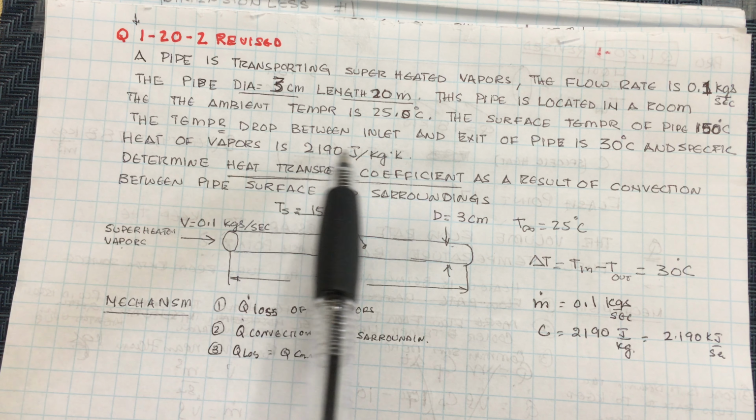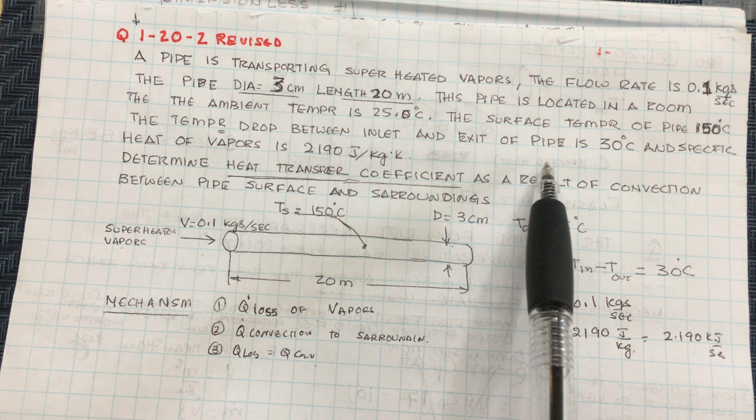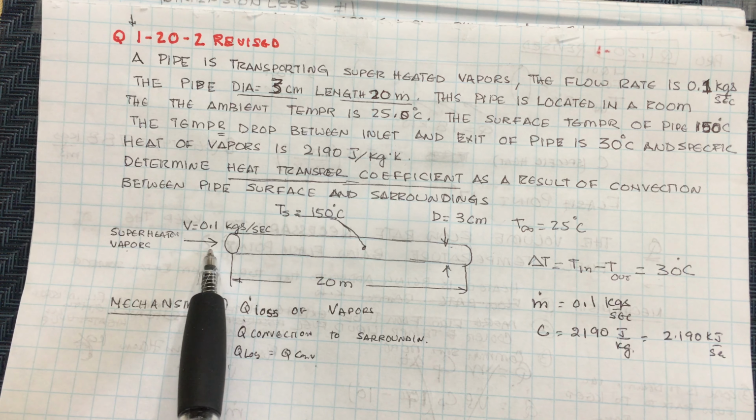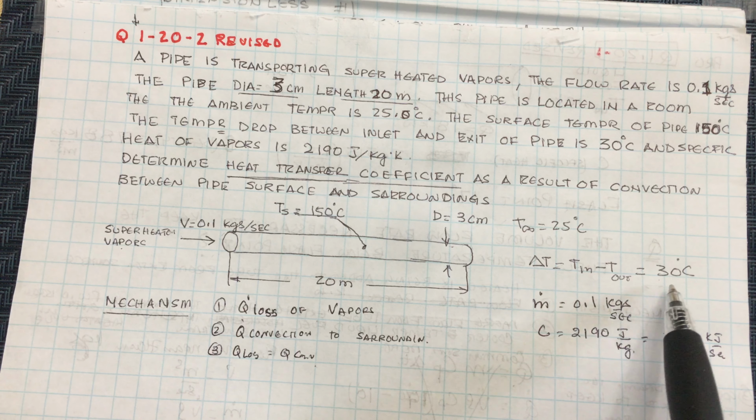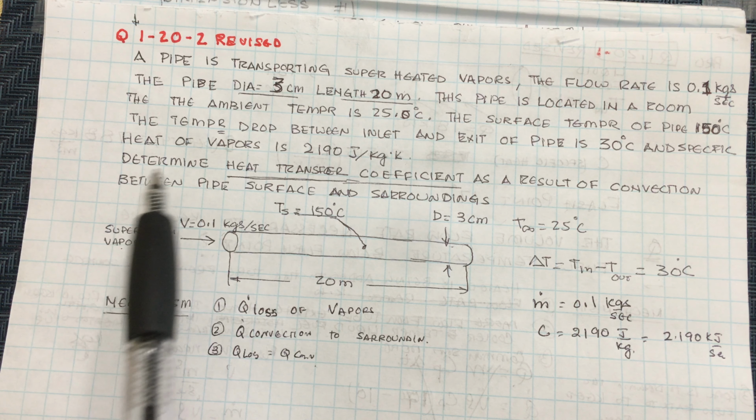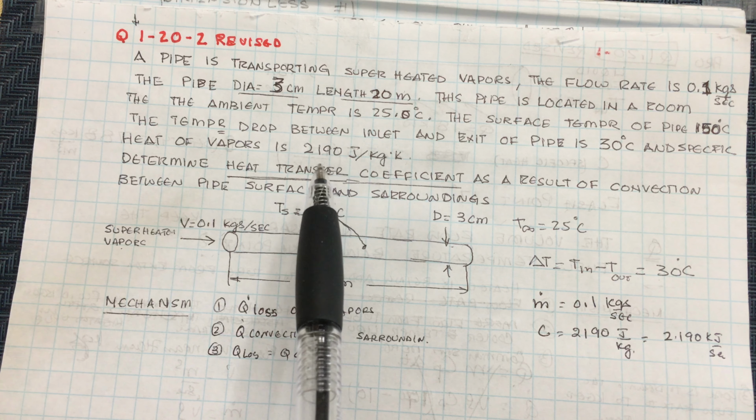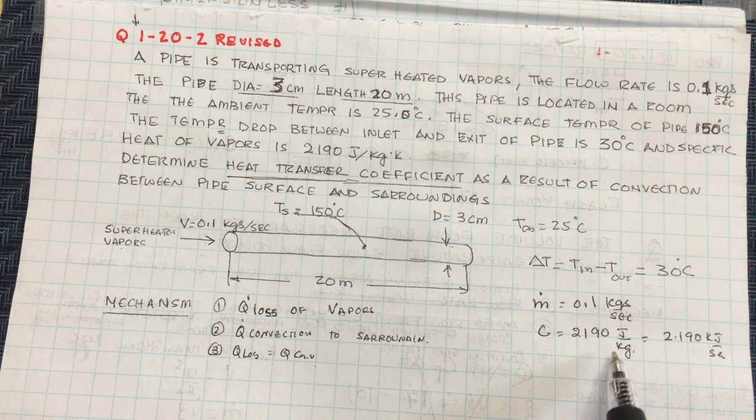The temperature drop between the inlet and exit of the pipe is 30 degrees. So between inlet and exit, delta T is given to be 30 degrees. And specific heat of vapors is given. That is 2190 joules per kg, converted into 2.190 kilojoules. So trying to keep the units in check here.